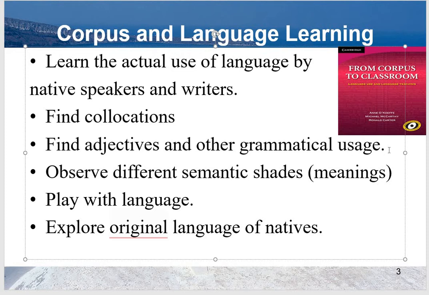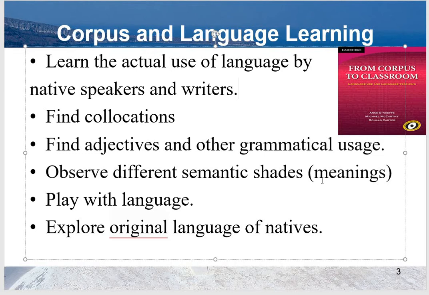For example, the word fast. Fast is an adjective. Fast is an adverb. Fast is a verb. So verb, adjective, adverb. What's the difference between these three things? So you can differentiate their difference with the help of corpus, because you will find countless examples.